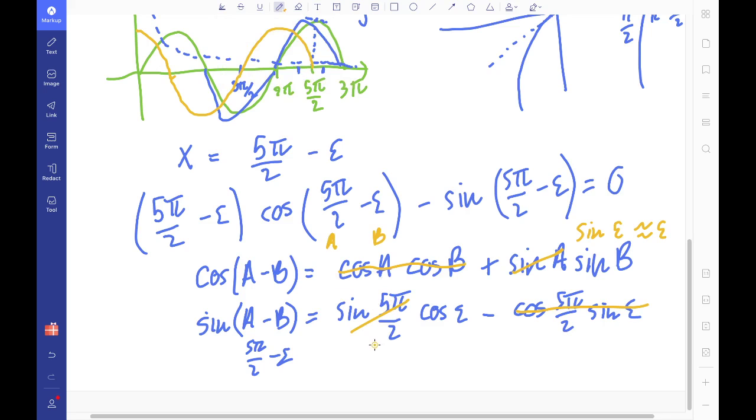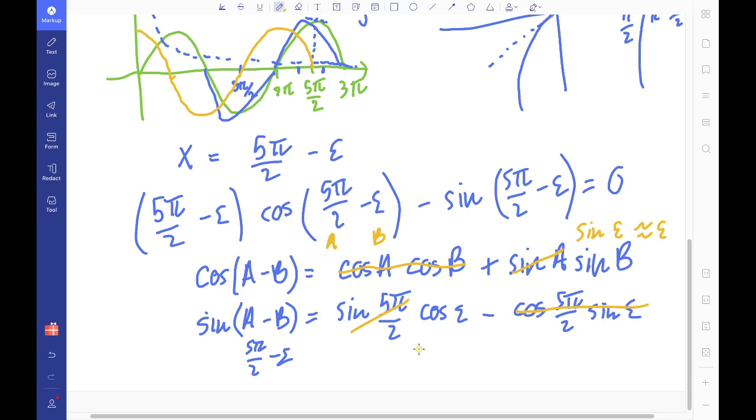And at this stage, you might want to think, oh, do I want cosine of epsilon just to equal 1, or do I want cosine of epsilon to equal 1 minus epsilon squared over 2? Okay, and I can choose either of those. In fact, I'm going to choose one, and then I'm going to talk about what happens with the other one.